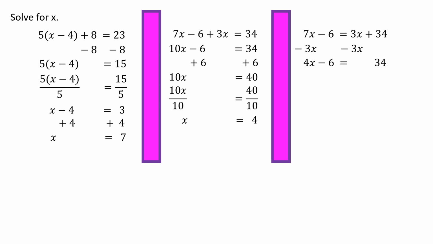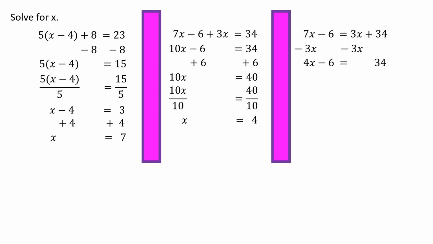Notice to cancel out the positive 3x, I subtracted 3x. Right? I wasn't trying to undo the multiplication there. I know that's 3 times x, but the multiplication was not my focus. I was not trying to undo that. I wanted to eliminate the 3x completely, so we did subtraction.